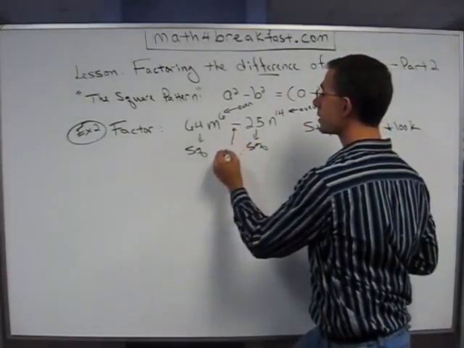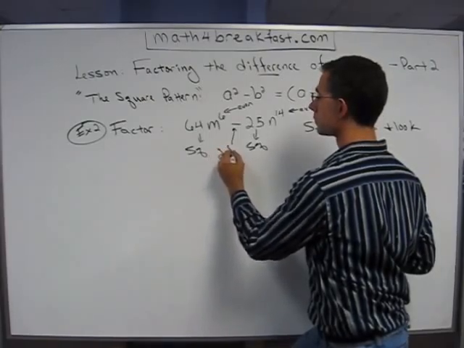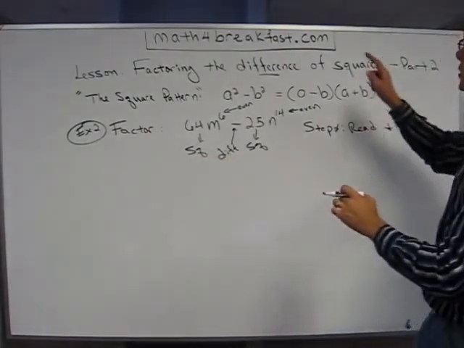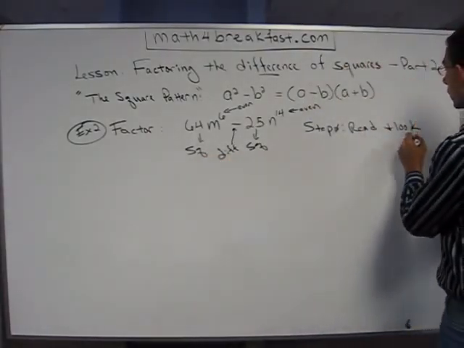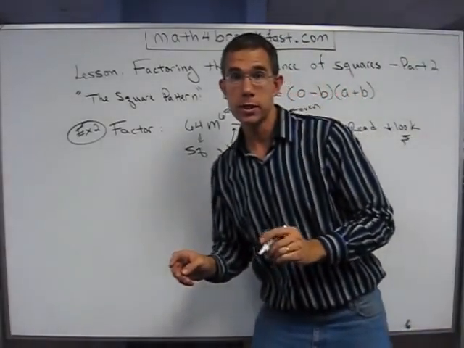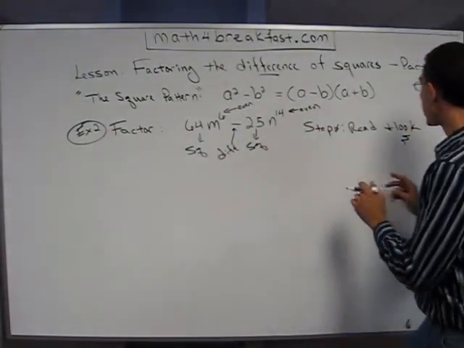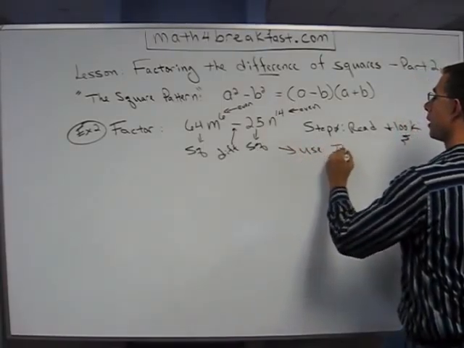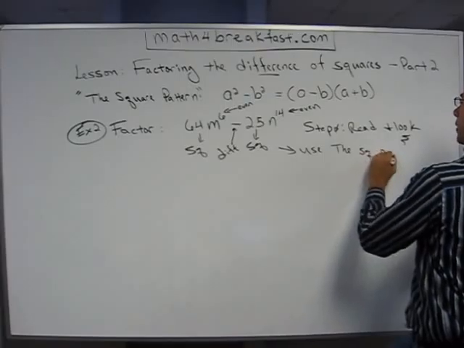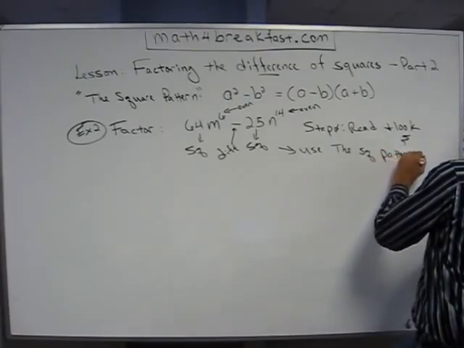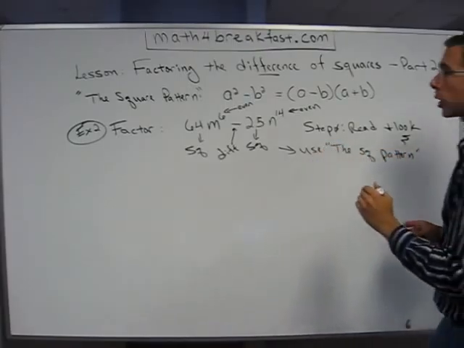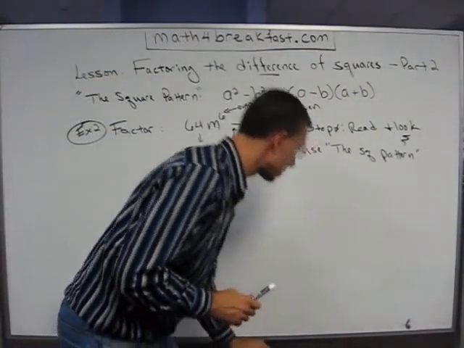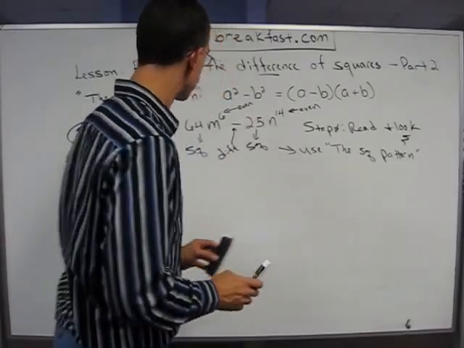Finally, I have a minus here, and minus means difference. So I have square, difference, square. Square minus square, the difference of squares. That's what I learned from looking at the problem. So since I learned I have the difference of squares, I know I want to use the square pattern. Again, quotes around the square pattern because we're trying not to get ourselves embarrassed more than normal in public.